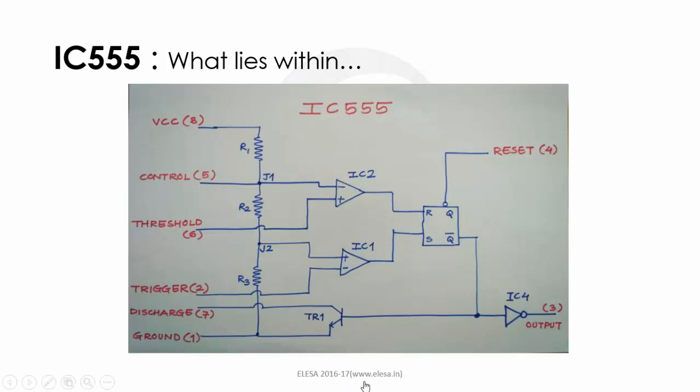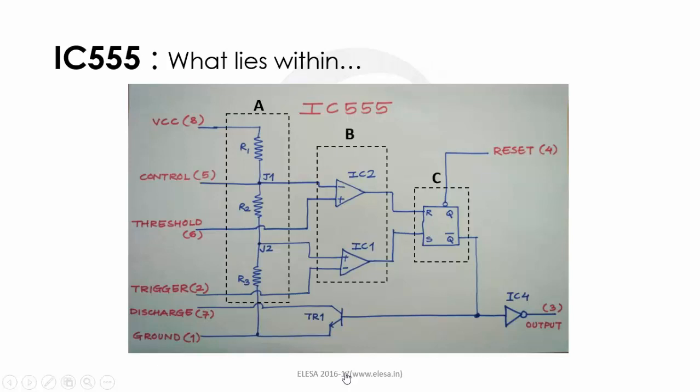As shown in the diagram, the IC555 consists of two op-amps, IC1 and IC2, used as comparators, along with an RS flip-flop as a bistable element. In addition to that, an inverting buffer, IC4, is incorporated at the output stage. For simplification, I have separated this diagram into 5 sections, namely A, B, C, D and E.